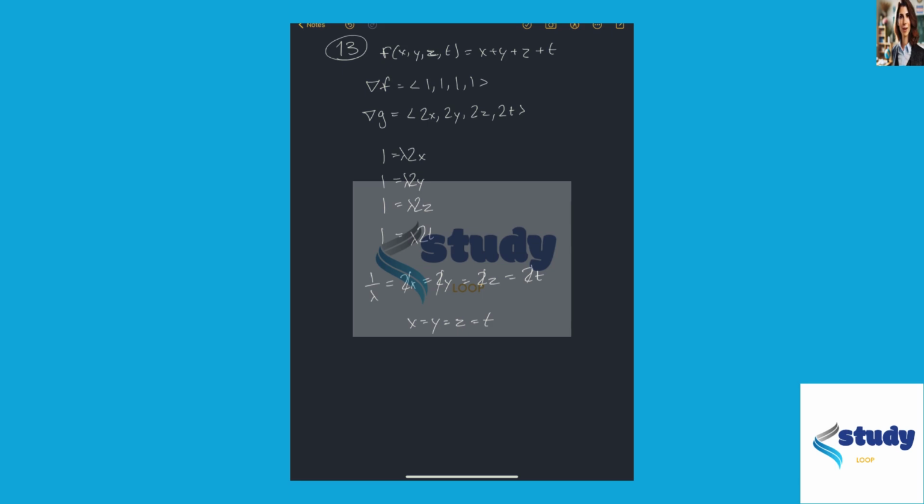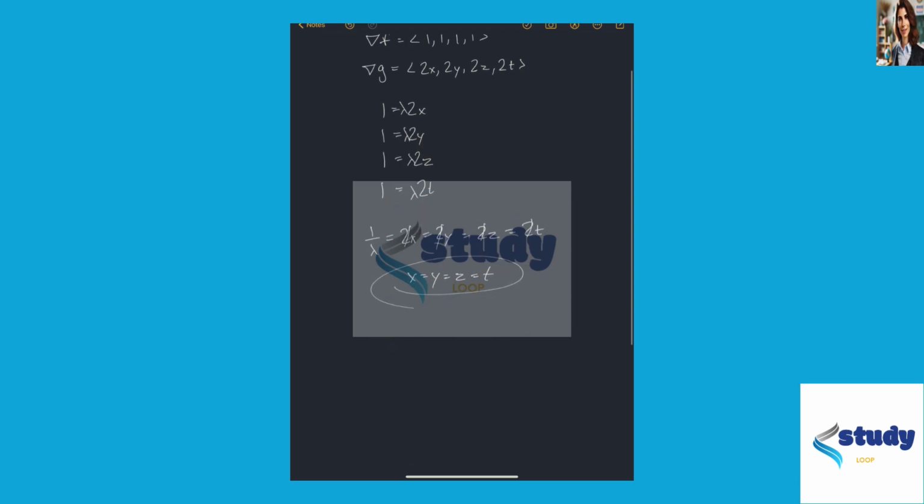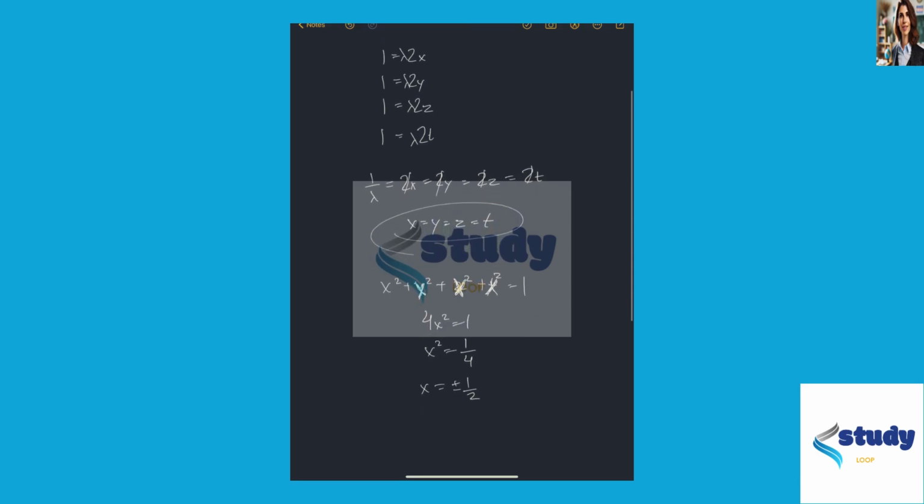Since that's the case, we now use this information to solve a little further. Since x squared plus y squared plus z squared plus t squared equals 1, as we already know, we could just set everything equal to x. So now we have x squared plus x squared plus x squared plus x squared equals 1. What that means is 4x squared equals 1, or x squared equals 1/4, and x equals plus or minus 1/2. Now we know that they all have to equal each other.